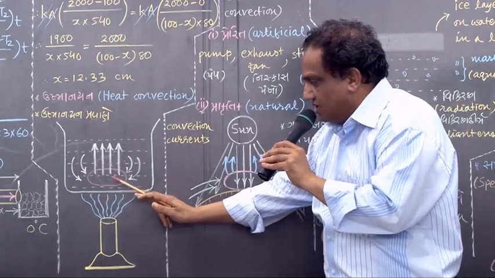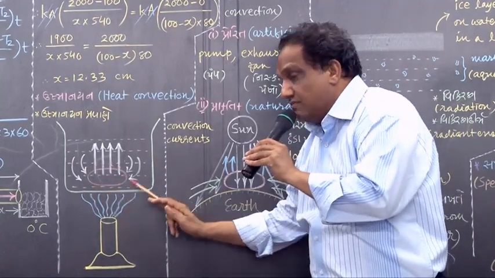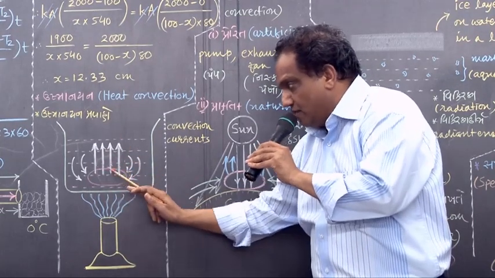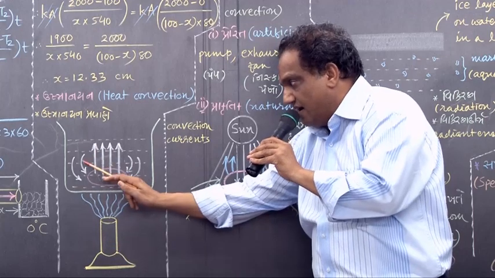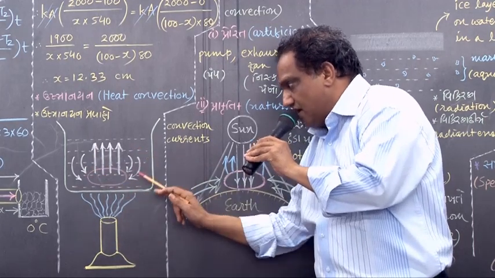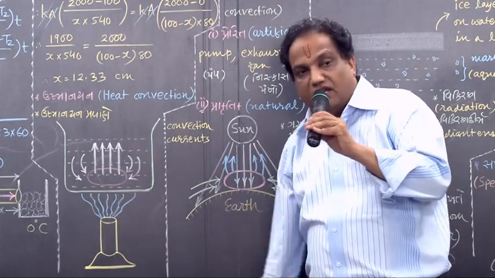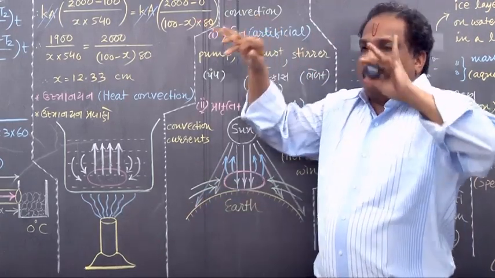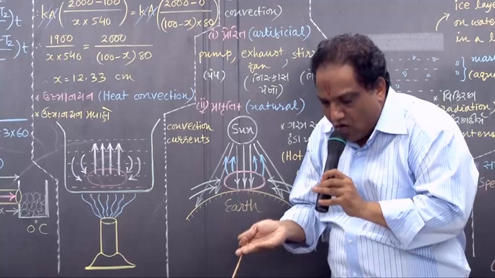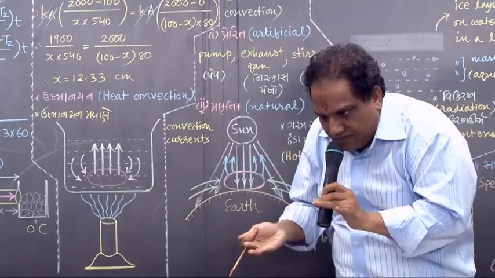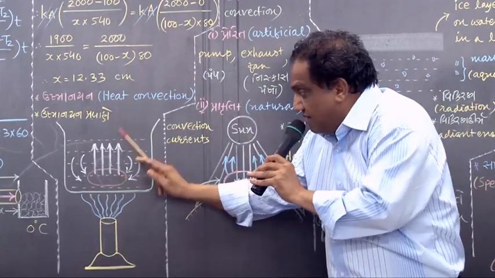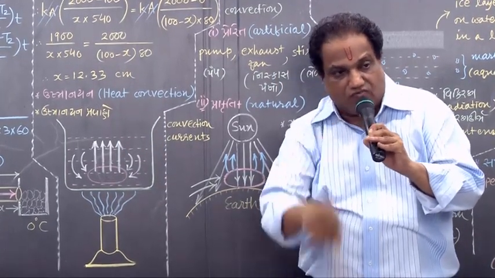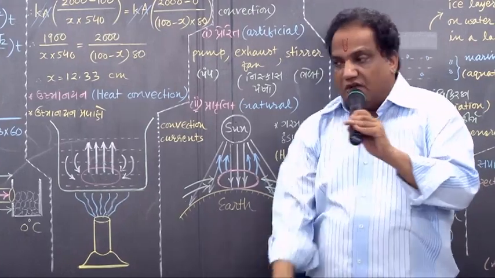So here, because this part has become rarer, it will go up, and the place of that rarer part will be taken by the denser part. The denser part comes down under the effect of gravity. Rarer fluid goes up, denser fluid comes down. That is how some streams are set up in the liquid. Those streams are called currents. We call them convection currents.